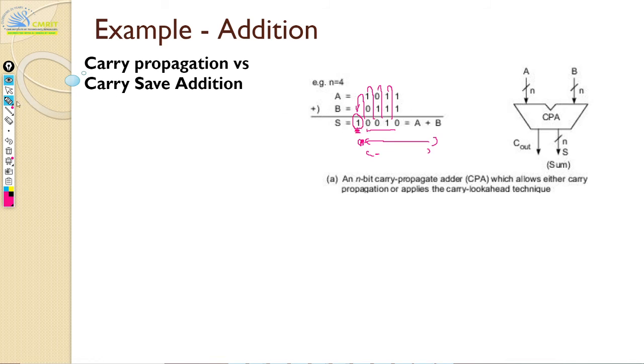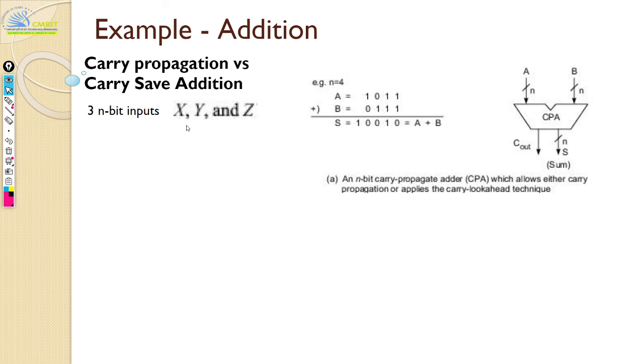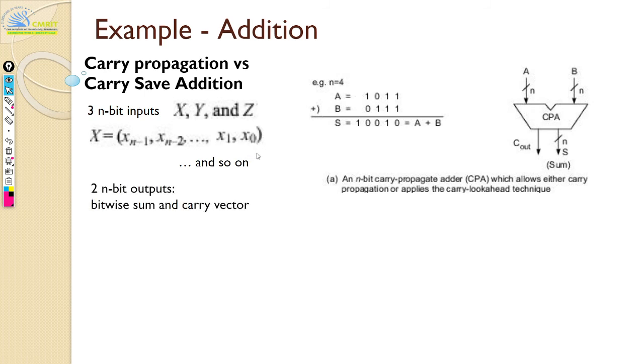So to avoid this, there are numerous ways to improve the adder design. One is called carry save addition. Here you have three n-bit inputs, which we'll call x, y, and z, represented like this: x0, x1, all the way to x(n-1). This is how y and z are also going to be represented. And then, interestingly, in carry save addition you will have two n-bit outputs. That's a bit confusing, we'll see why.